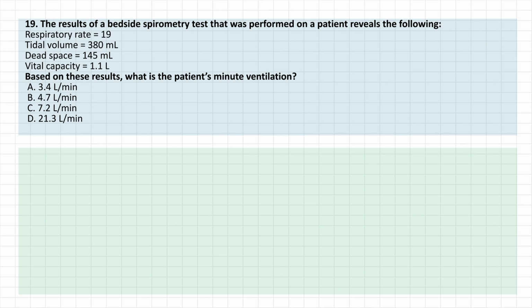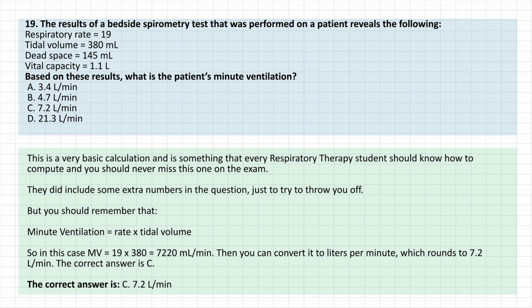A. 3.4 liters per minute. B. 4.7 liters per minute. C. 7.2 liters per minute. D. 21.3 liters per minute. The correct answer is C. 7.2 liters per minute. This is a very basic calculation and is something that every respiratory therapy student should know how to compute, and you should never miss this one on the exam.